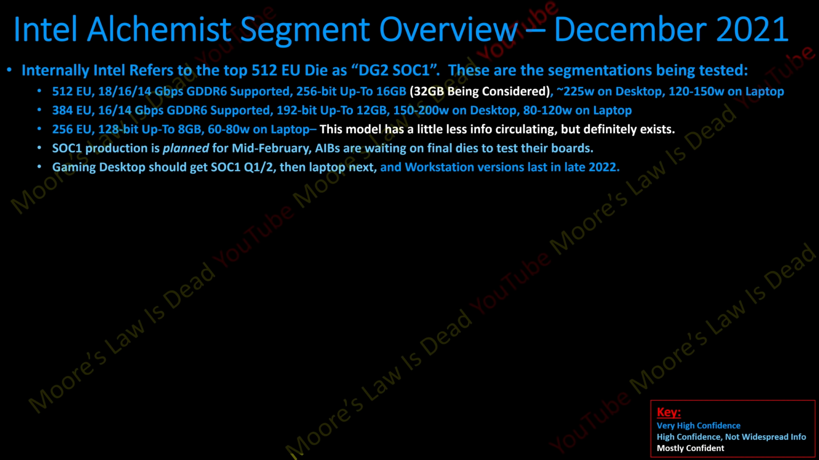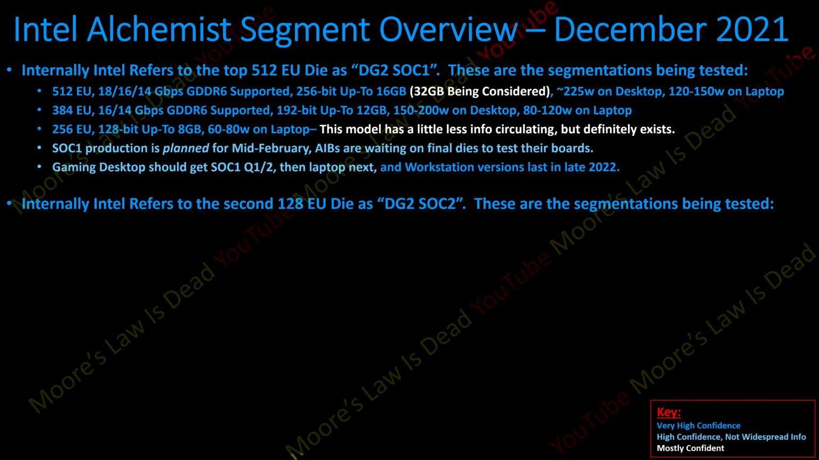And that means that gaming desktop could get SoC1 at the very, and I mean like March 28th or later, very end of quarter one. And most likely, though, the real launch after a paper one is early quarter two, and then laptop next, and then workstation versions last in late 2022.